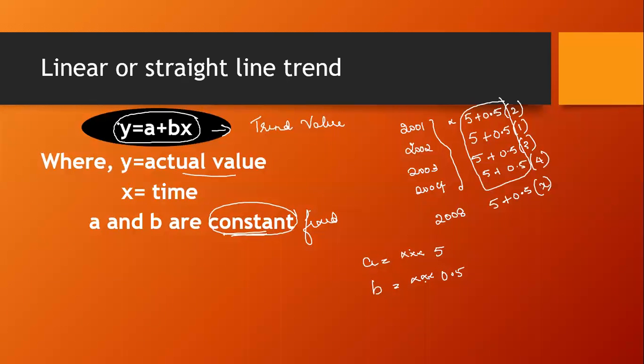Now when you say y, that is the actual value you need to find out. To find out the y value, the actual value, we need the a value, the b value and the x value. Now when you say a and b, they are the constant values. Okay, and x is nothing but time. It is time. Now I said a and b are constant. I'll erase this, one second.